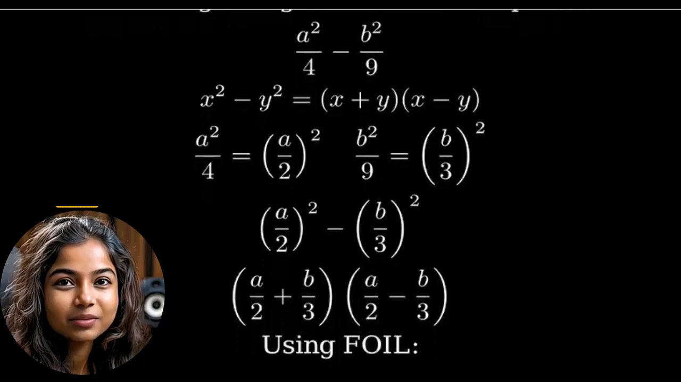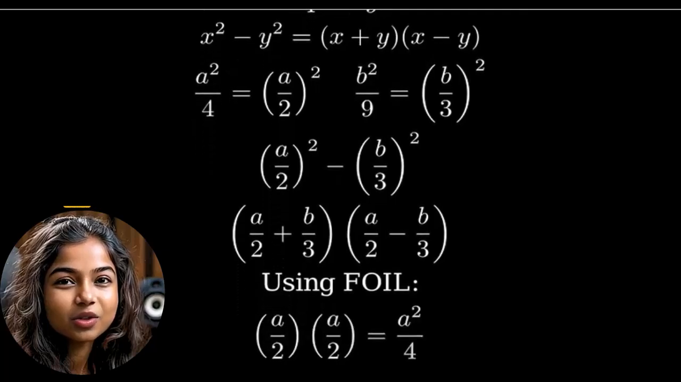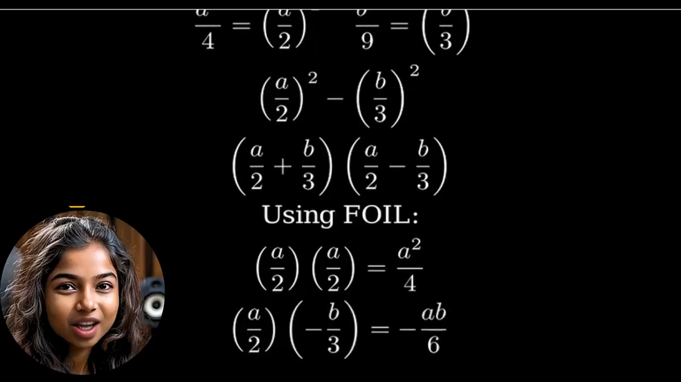Let's use the FOIL method. First, outer, inner, last. First terms, a over 2 times a over 2 gives us a squared over 4. Outer terms, a over 2 times negative b over 3 gives us negative ab over 6.